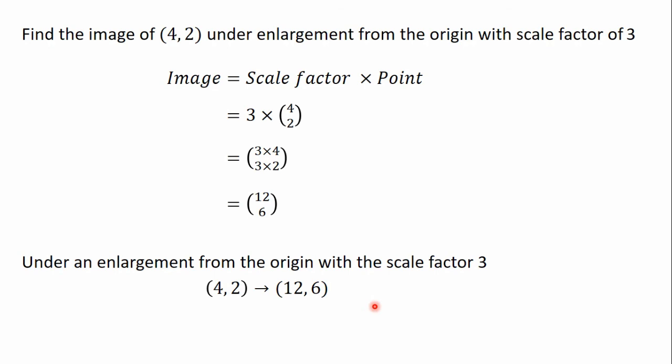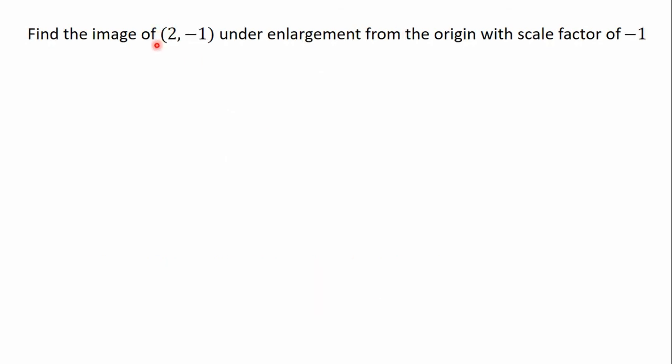Let's look at the next question. Find the image of (2, -1) under enlargement from the origin with scale factor of -1. We have learned that when a point is enlarged from the origin with a scale factor, to get the image, we will multiply the scale factor by the point. So the image is equal to the scale factor times the point. The scale factor here is -1. The point is (2, -1). So you have -1 times (2, -1).